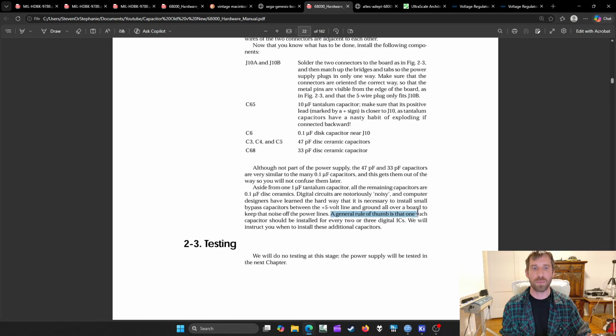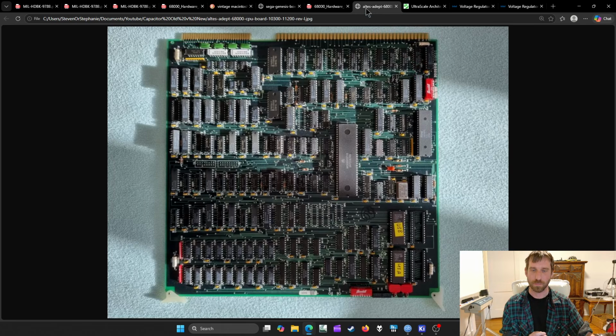So a general rule of thumb is that one such capacitor should be installed for every 2 or 3 digital ICs. Now, anybody who's not looked at this old stuff, I bet your reaction is going to be, are you kidding me? It's been hammered into me: one near everything, every IC. So you're telling me I can skip? Are they lying? Oh no, they are not lying.